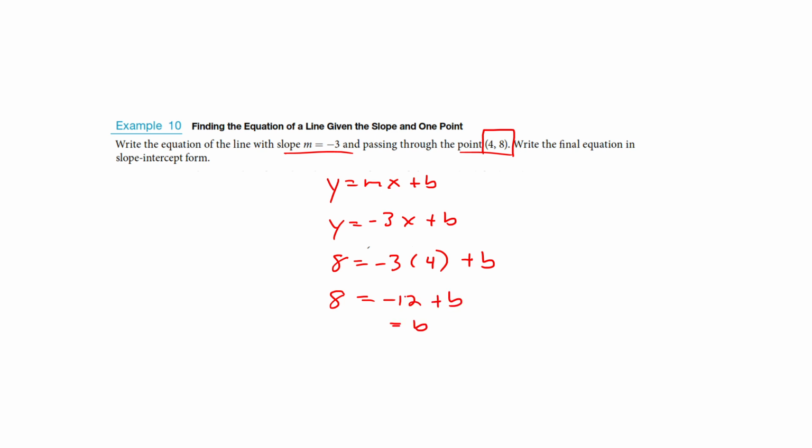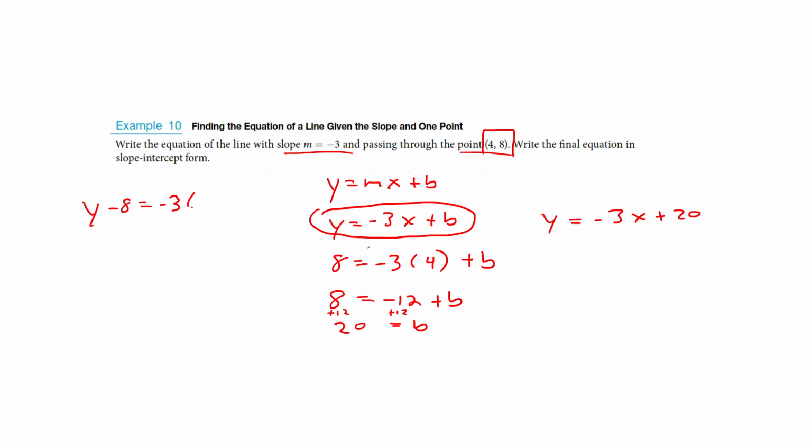So solving for this, I get negative 12 plus b. So I'm just swinging the 12 to the other side. So plus 12, plus 12, I would get 20. Okay, so b is 20. Now you're not done. We knew most of the equation right there, but we now know the y-intercept. So y is negative 3x plus 20. Now if we had done the point-slope formula, we would get to the same place.